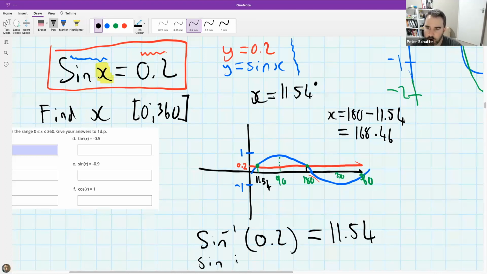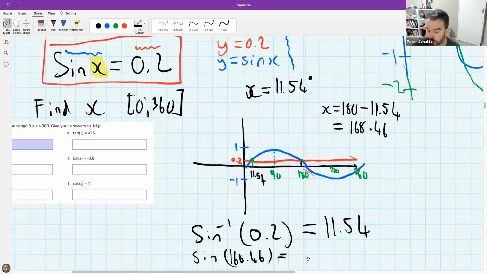Now, to see if this truly is the correct answer, I want you to put in your calculator the sine of 168.46. And what do you get? If I'm telling you the truth, I should get very close to 0.2. Aha, I'm seeing good things in the chat.